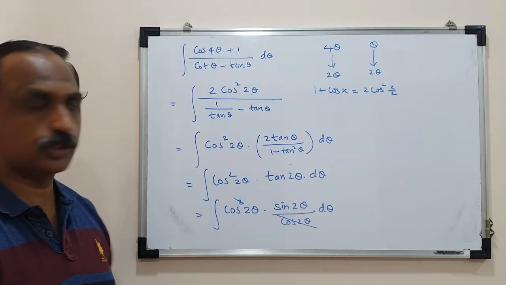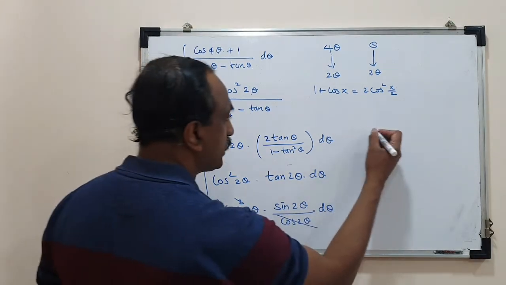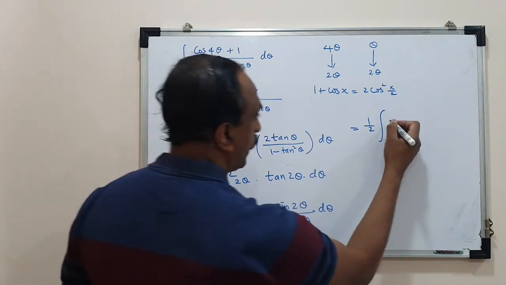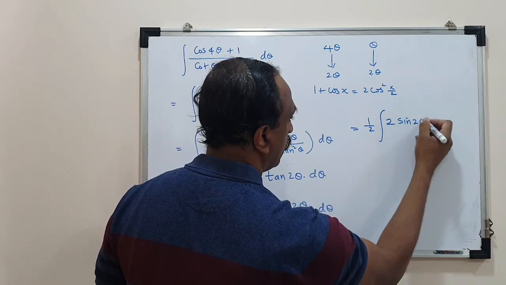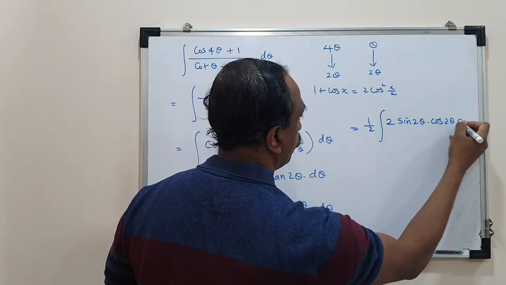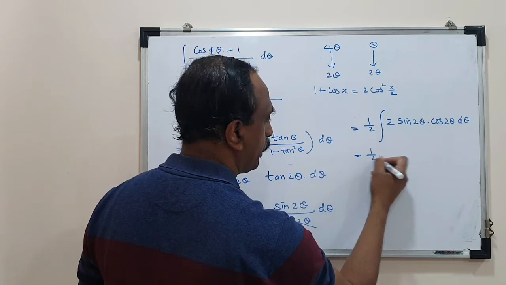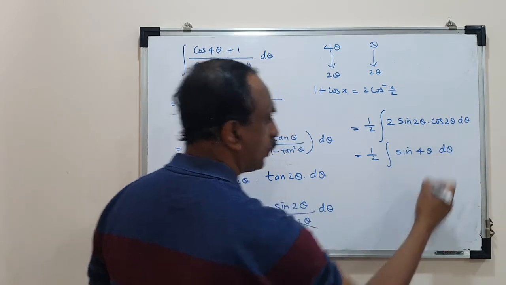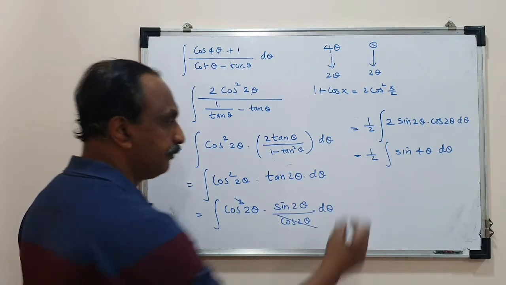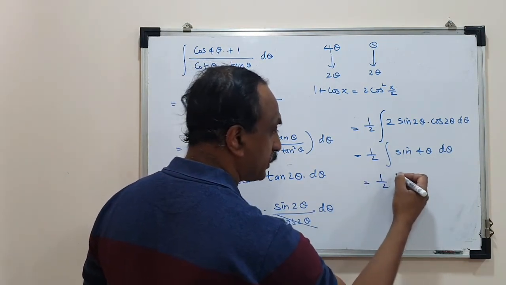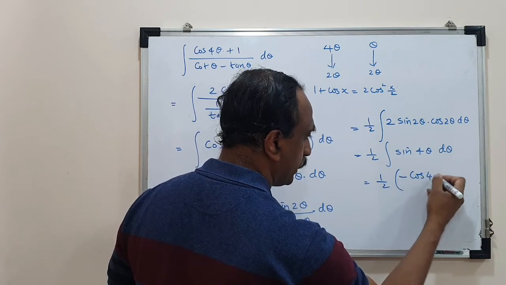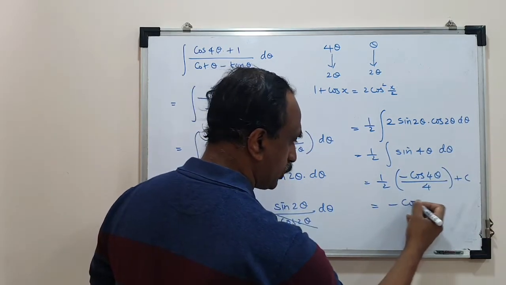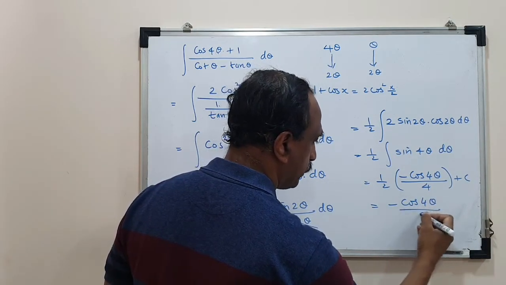Now there are so many methods to do this problem. One of the easiest methods is to divide and multiply by 2. It became 2 sin 2 theta into cos 2 theta d theta. That became 1 by 2 into sine 4 theta. Now it is a good angle, direct integration. So 1 by 2 into, integral of sine is minus cos 4 theta divided by 4 plus c. So minus cos 4 theta upon 8 plus c.